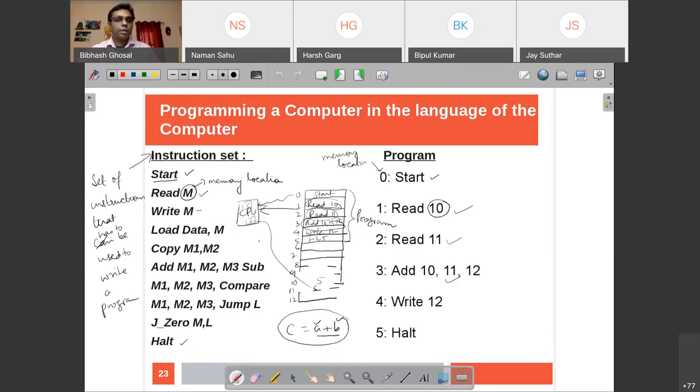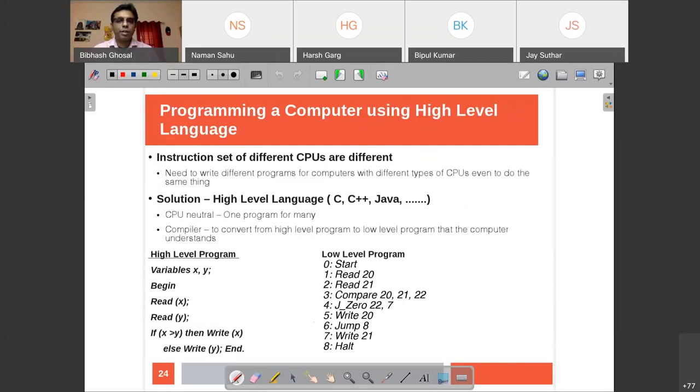Same program, if I am using this instruction set, will lead to this kind of a program. If I change the instruction set, I will have a different program. If I change to a third instruction set, I will have a third kind of a program. Which means that if you change the instruction set, your program keeps on changing. That's a very difficult thing.